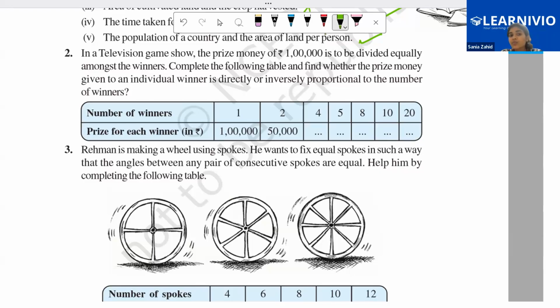For example, if the number of winners is 1, the prize for each winner is 1 lakh. If the number of winners is 2, the prize for each winner is 50,000. If the number of winners is 4, the prize for each winner will be 25,000. So what do you have to check? Is it direct or inverse? Inverse, ma'am. Yes, if the number of winners is increasing, the prize money is decreasing. So it's inverse. Very easy.